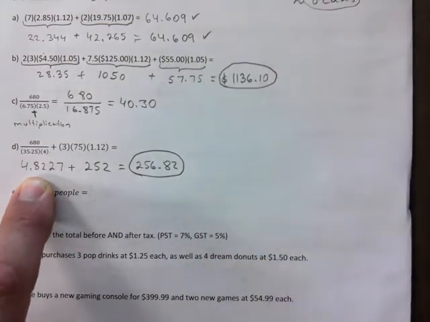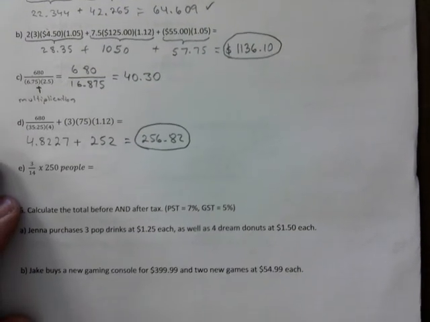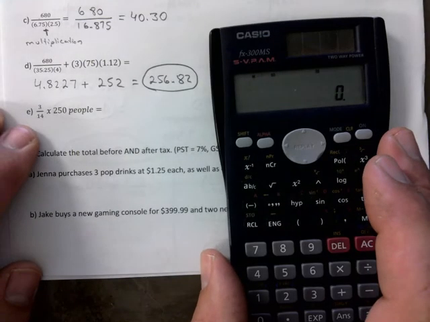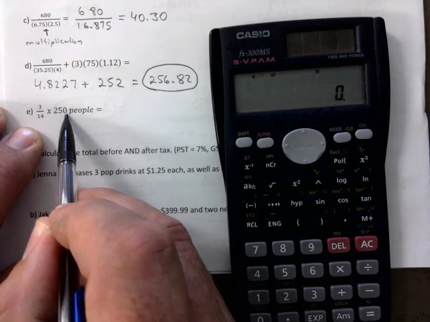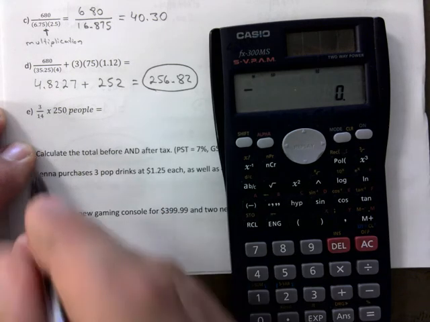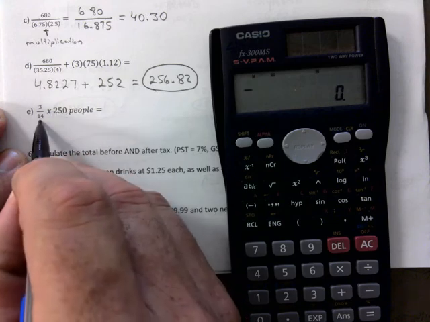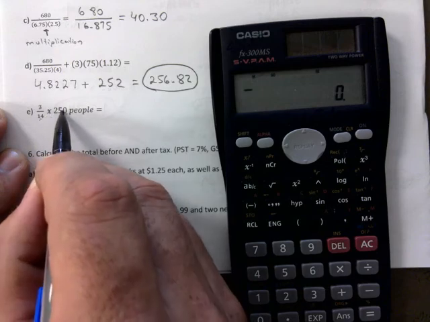So don't sweat it too much if you didn't get these right. It's quite normal. It's quite all right to get some of these wrong. What is it if it's a fraction times a full number? Two ways of doing that. You can go 3 times 250 and then divide by 14, or you can go 3 divided by 14 times 250. It's up to you.